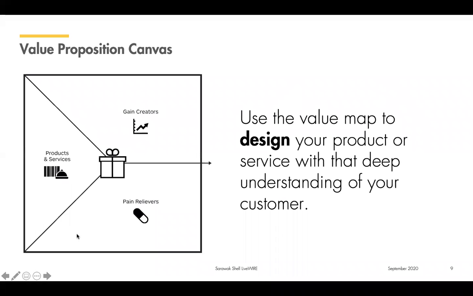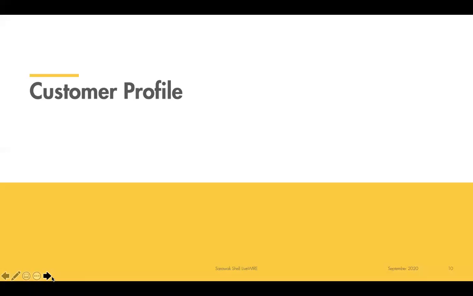And on the left-hand side, this is the value map, which you use to design the products and services with a deep understanding of who your customers are. Okay, we move on to the first part, which is the right-hand side. But before we move on, any questions so far, guys, for the introduction?